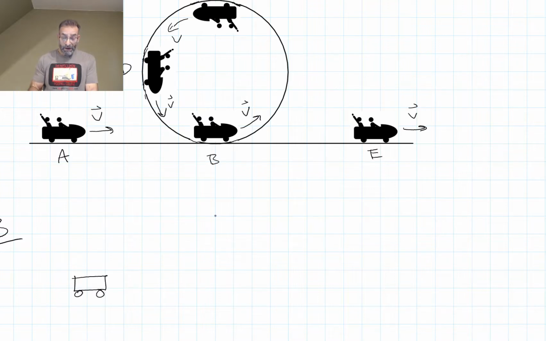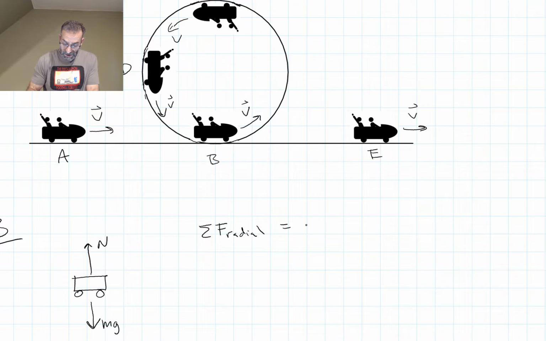There's my roller coaster car. What's touching the roller coaster car? The track. And the track can push up with a normal force. That's the only thing touching the car. What's reaching in from a distance and pulling down? Gravity. Now we say sum of the forces in the radial direction has to be m times a centripetal.